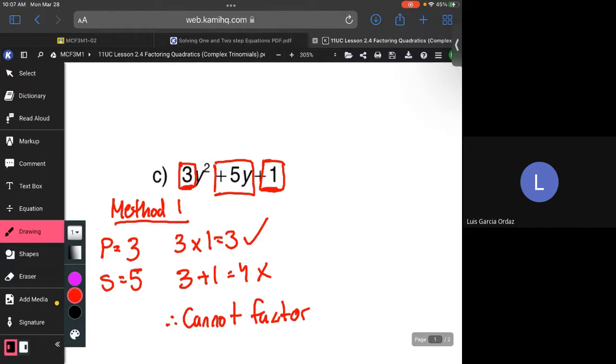So after you multiply the two numbers, then you have to add those same two numbers and it has to give you the middle one. So in this case, 3 plus 1 is 4, which is not the same as 5. Okay, and then say if it did equal the middle one, how would you? Yeah, I'll show you on the next one.